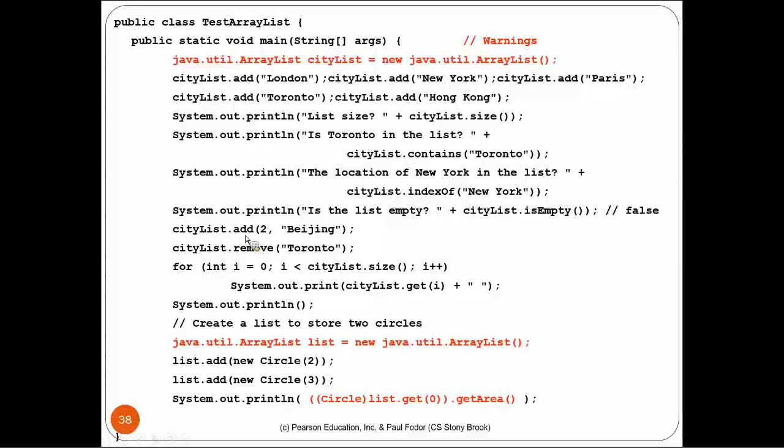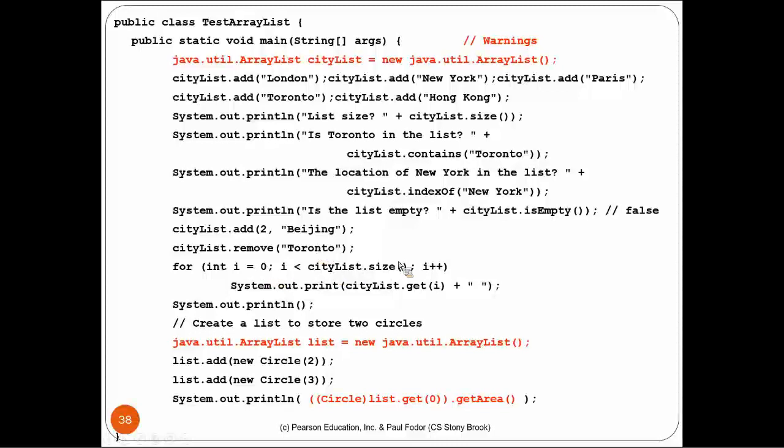We can check if the array list is empty with cityList.isEmpty. We can continue adding elements, like for instance we add at index 2, which was the index of Paris before, Beijing, which will shift now Paris to index 3, Toronto to index 4, Hong Kong to index 5. Now we have 6 elements in the list. We can remove Toronto, which basically means now we have 5 elements in the list.